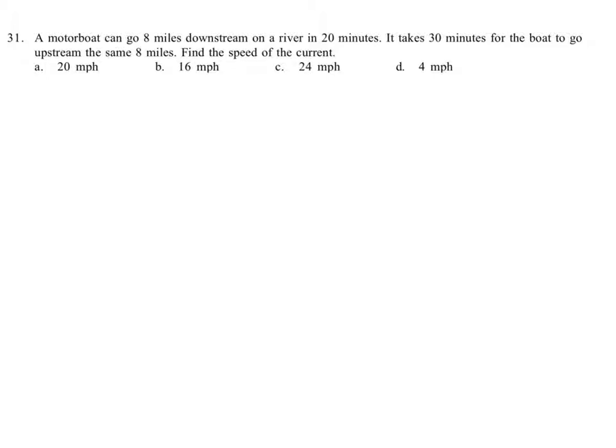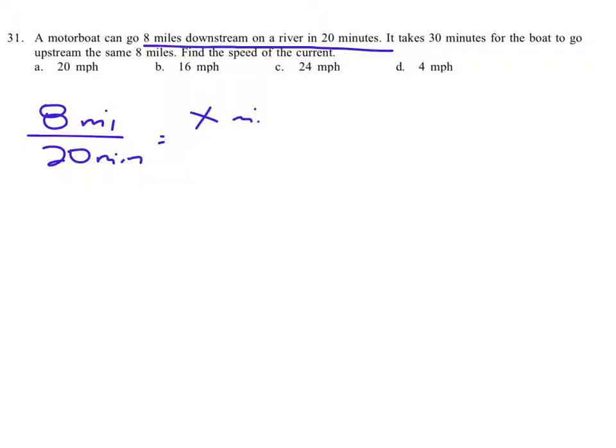So for the first bit of this, and I'll just choose a different color for each part of it, it can go 8 miles downstream. That's going with the river. We say 8 miles in 20 minutes equals how many miles in 60 minutes? And 60 minutes is going to be an hour. So we can then write that in miles per hour. Okay? So there's a couple of ways you can do it.